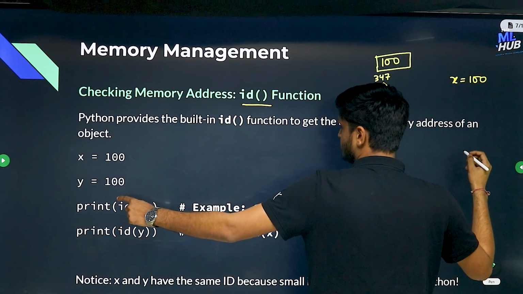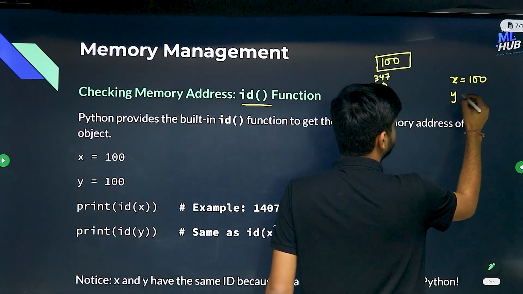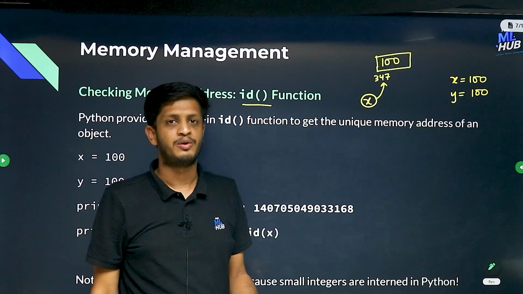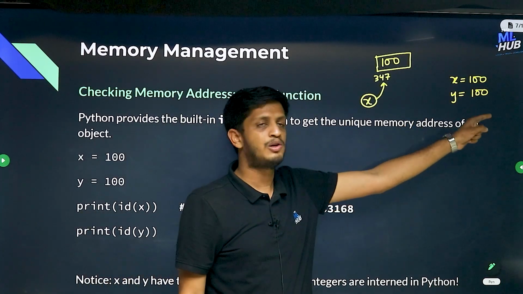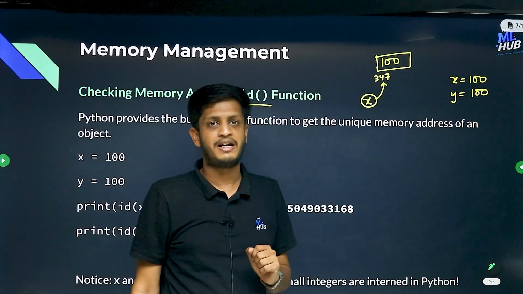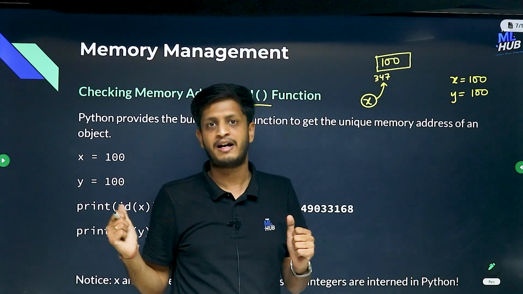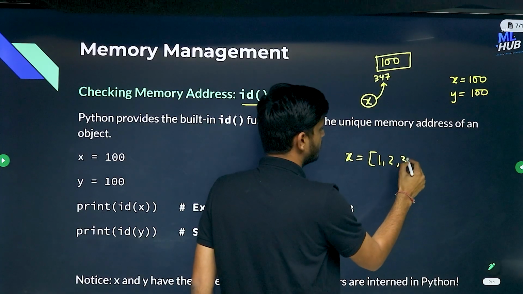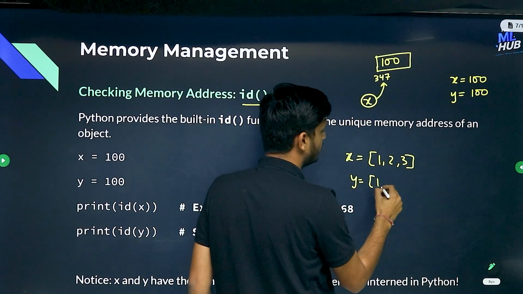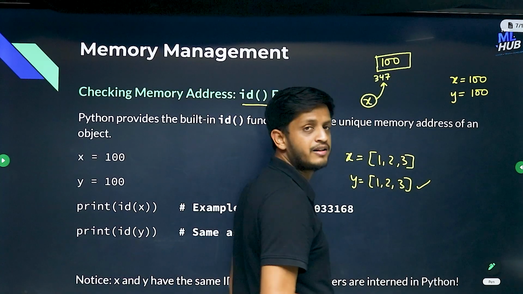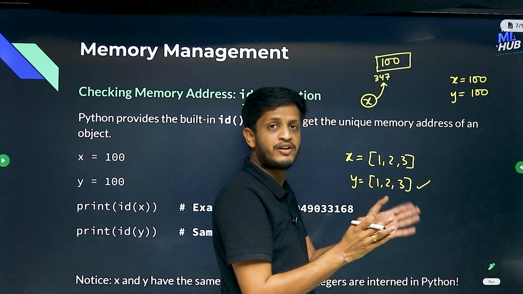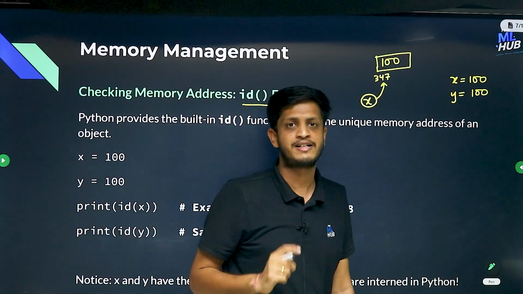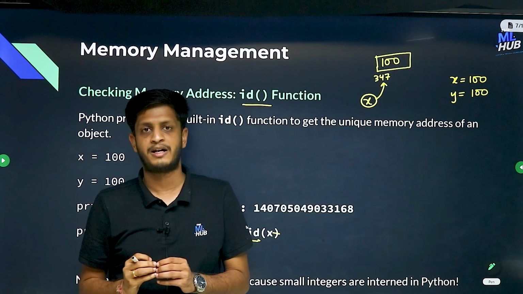Now the next line is y is equal to 100. In the last slide I told you that if you write y equal to 100, another memory location should be created, because in list that happened, right? When I said x equal to the list 1 2 3 and y equal to list 1 2 3, here another list is getting created for y. So x and y are pointing to different lists. But when x is equal to 100 and y equal to 100, this is a different example. Here something magical happens in Python.